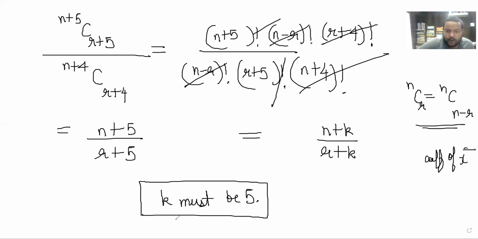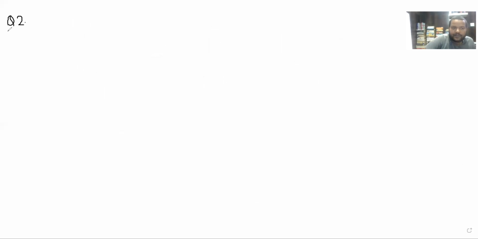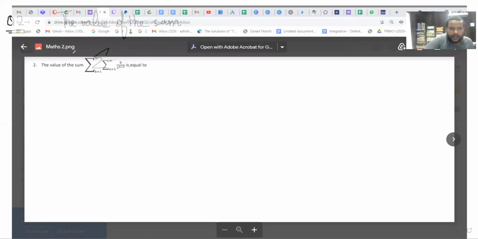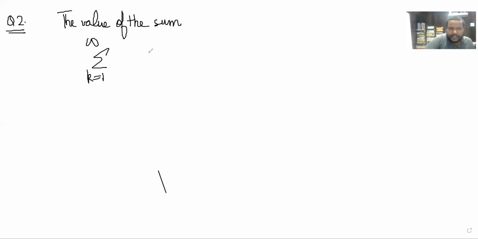I have another question now. This is question number 2, which I will also answer for you. Let's see. The question is: the value of the sum, with k going from 1 to infinity, and there is a double summation here, n going from 1 to infinity, of k by 2^(n+k), right? And we have to find the value of this sum, right?